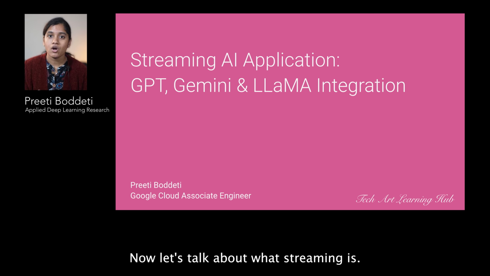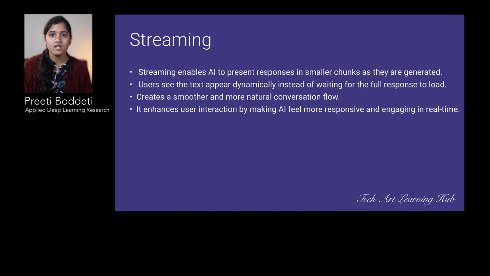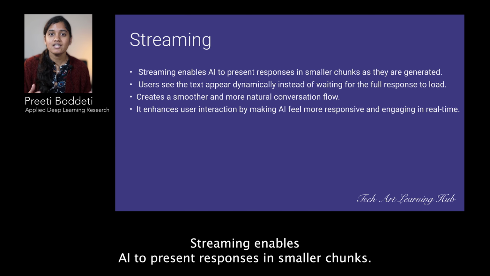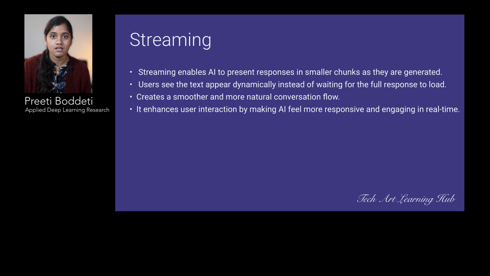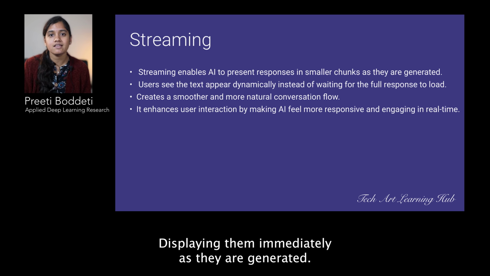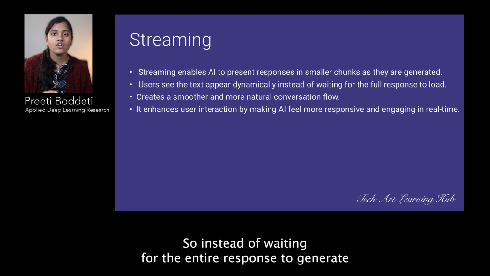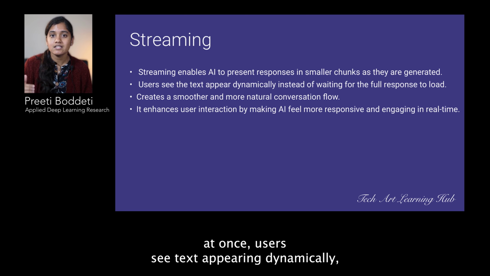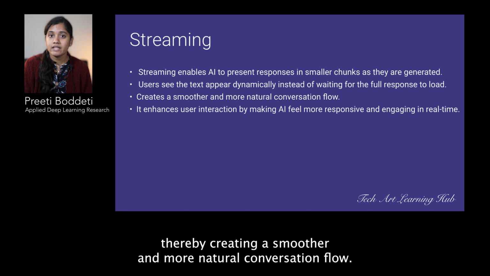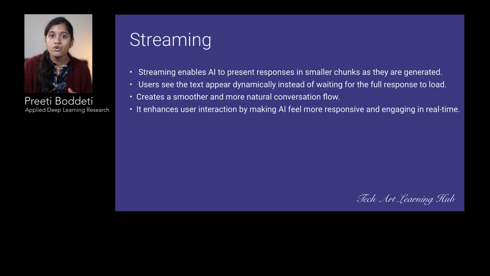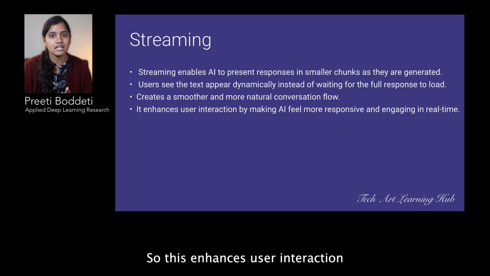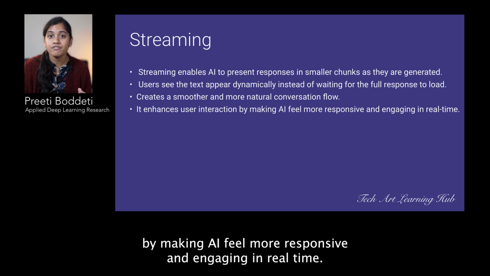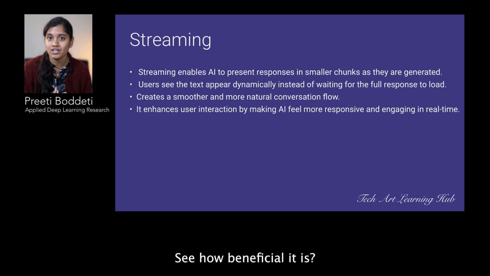Now, let's talk about what streaming is. Streaming enables AI to present responses in smaller chunks, displaying them immediately as they are generated. So, instead of waiting for the entire response to generate at once, users see text appearing dynamically, thereby creating a smoother and more natural conversation flow. So, this enhances user interaction by making AI feel more responsive and engaging in real time. See how beneficial it is.